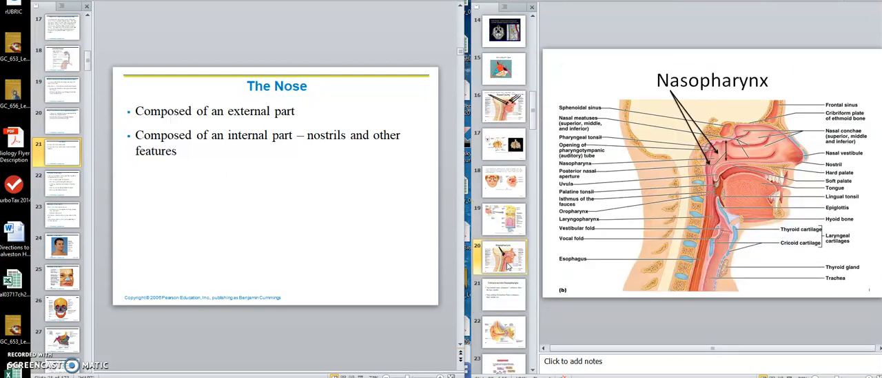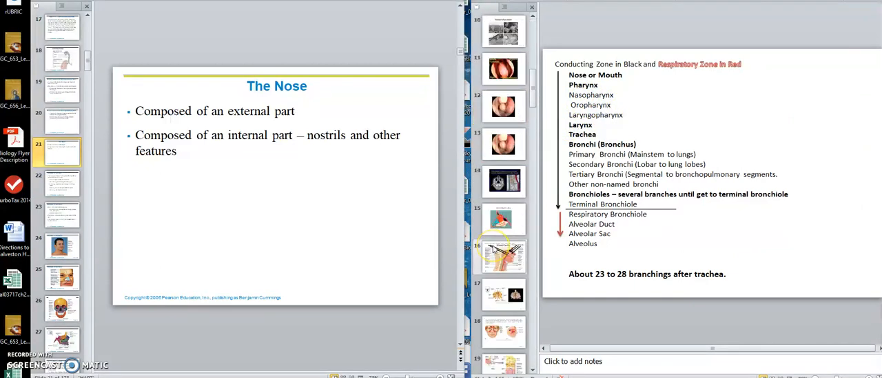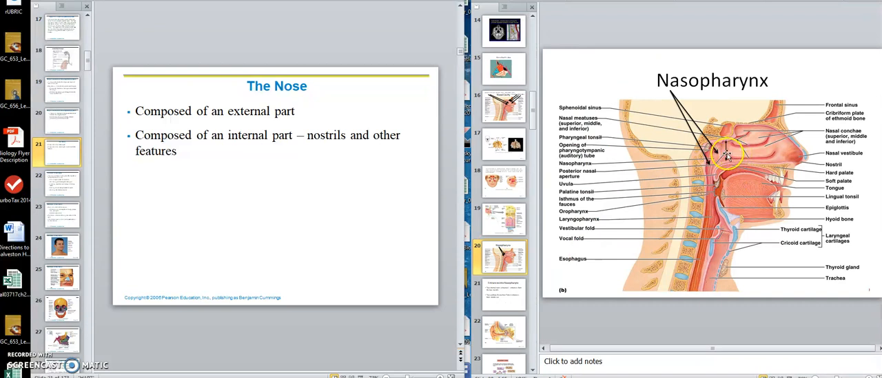All right, now let's assume that we're leaving the nose and going behind the nose into the nasopharynx. Remember, the pharynx was made up of three parts: a nasopharynx behind the nose, an oropharynx, and a laryngopharynx. So where we're going now is into the nasopharynx. Okay, that's where we are now.